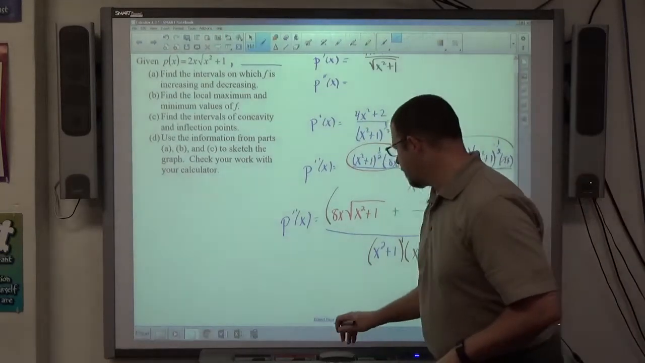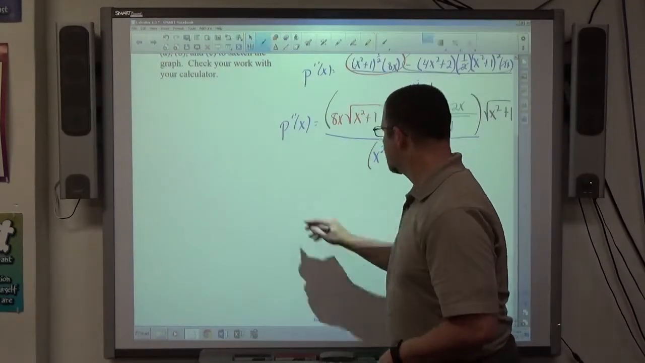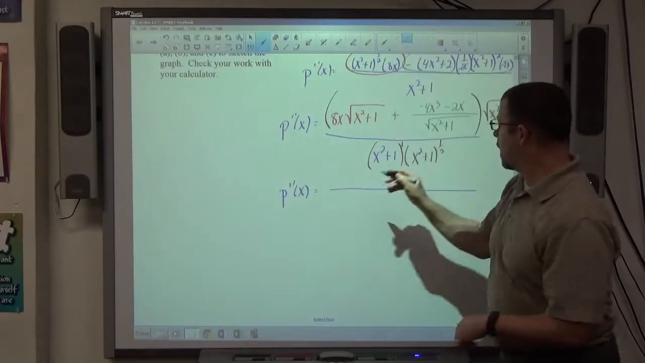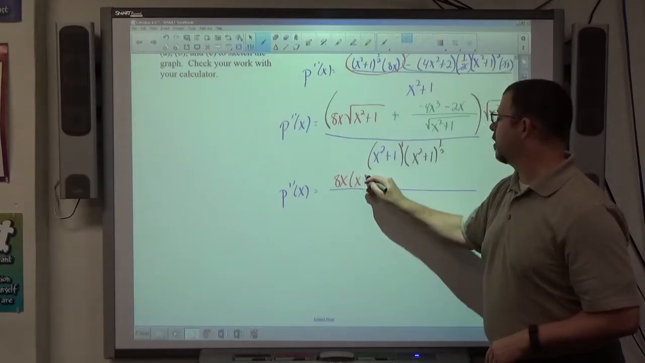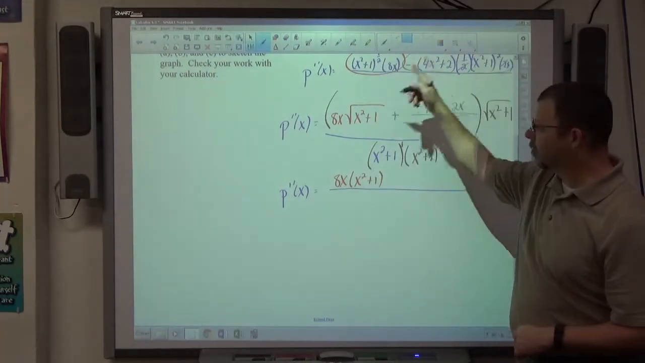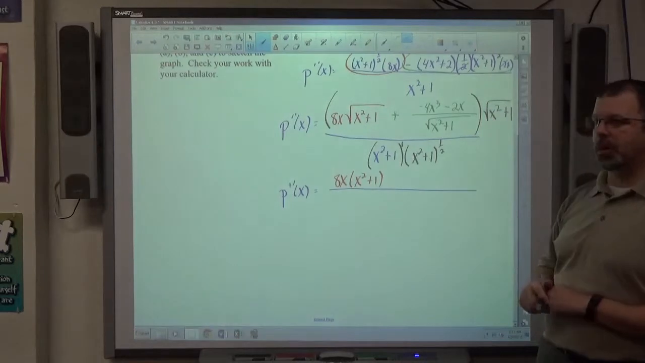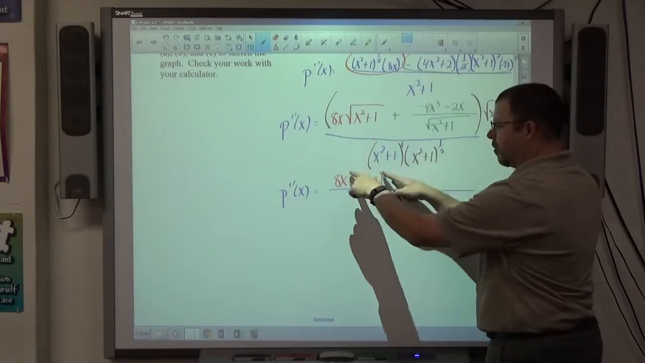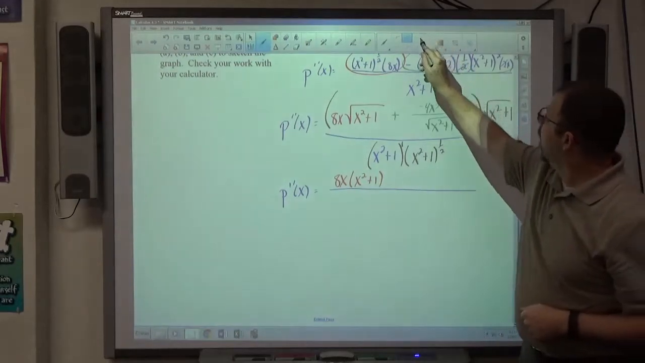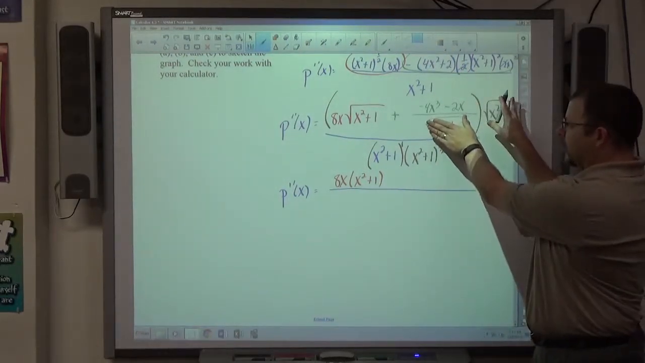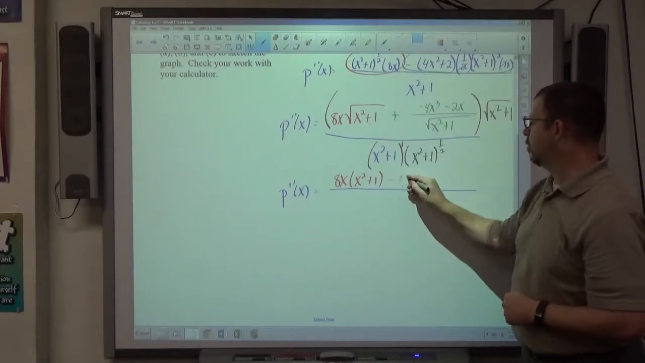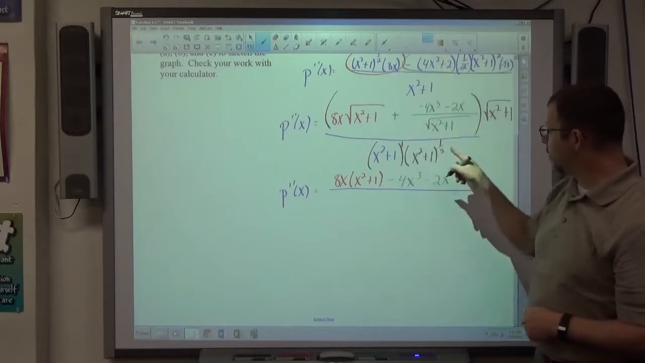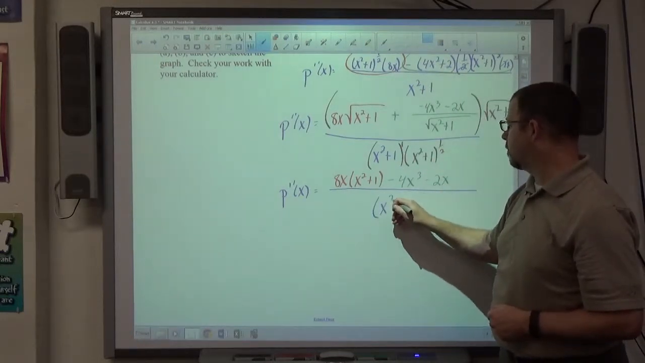So I get p double prime of x equals. Alright, so the red term becomes 8x times x squared plus 1. The square root of x squared plus 1 times square root of x squared plus 1 is just x squared plus 1. 8x is being multiplied by this, so 8x has to be multiplied by the entire product, so parentheses are required there. This times this, the square roots of x squared plus 1 cancel, so I'm just going to get minus 4x cubed and minus 2x. And on the bottom, x squared plus 1 to the first times x squared plus 1 to the half makes x squared plus 1 to the 3/2.